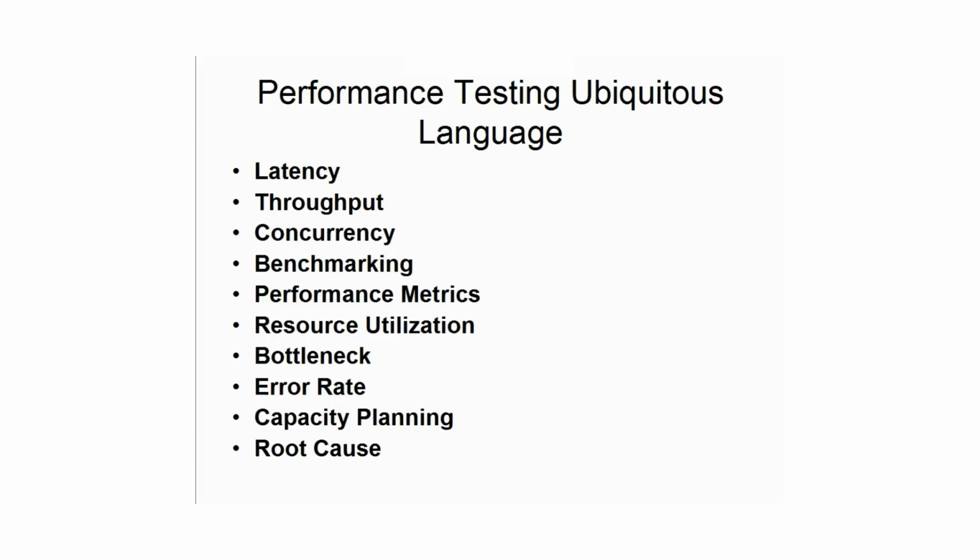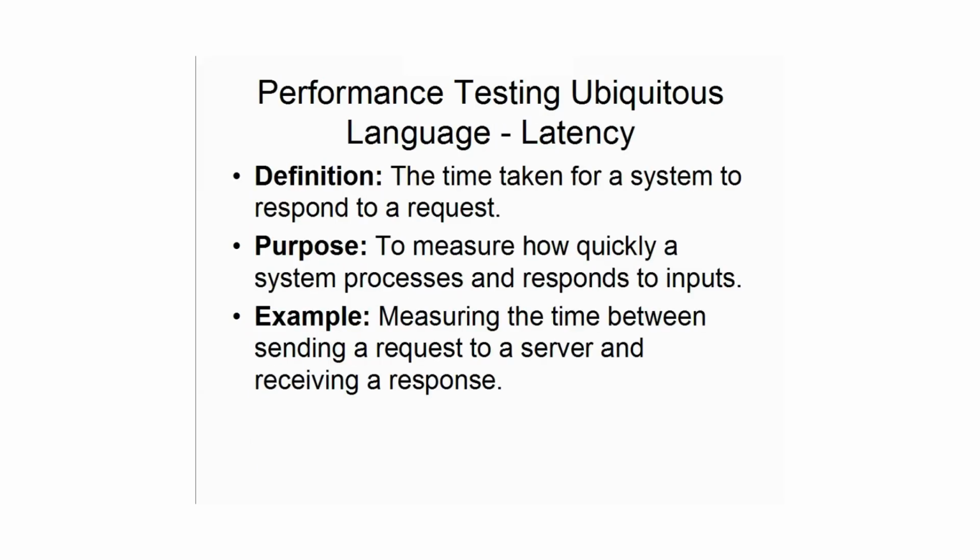This is a list of common words used in performance testing. So we have latency, throughput, concurrency, benchmarking, performance metrics, resource utilization, bottleneck, error rate, capacity planning, and root cause. What is latency? We could have, for example, a software latency, a hardware latency, and a network latency.